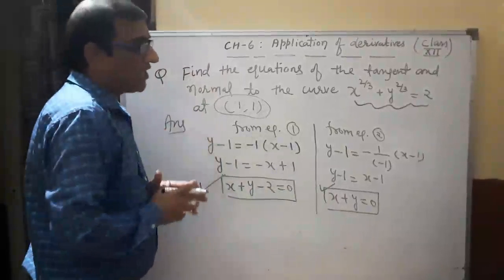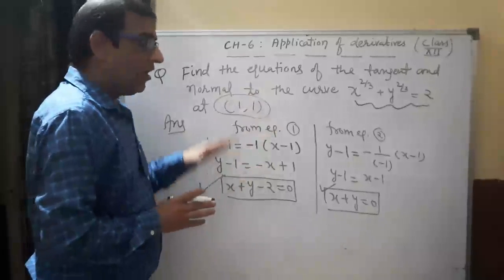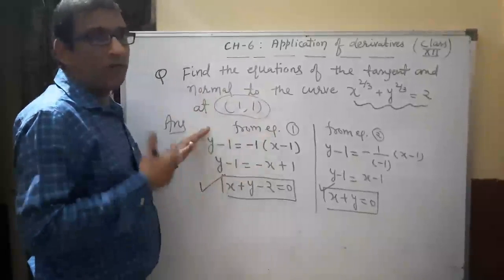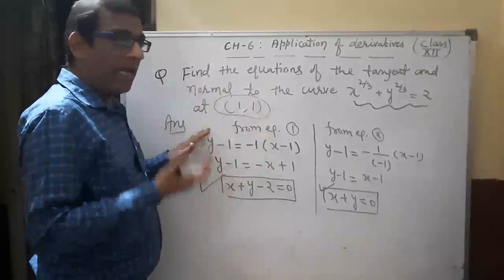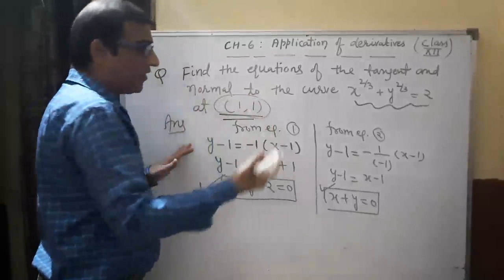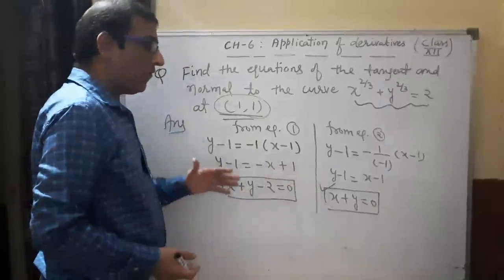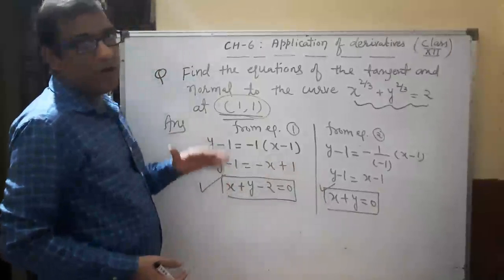So whenever such a type of problem is given to us, first we will write down the formula, and as per the requirement of the formula we will calculate the first derivative. Then we will calculate the slope at the point (1, 1), and after that we will put in the values and easily get the equations of the normal and the tangent.